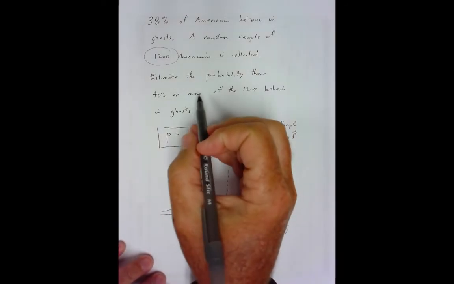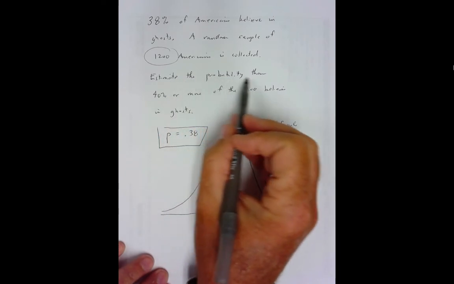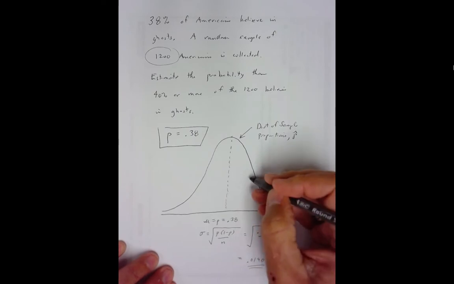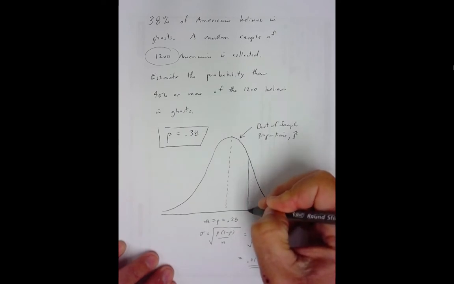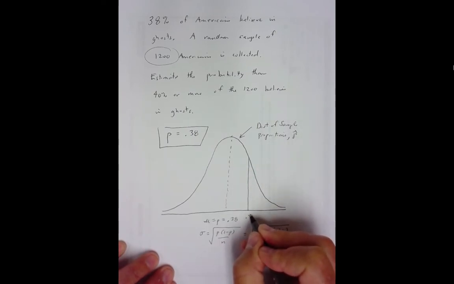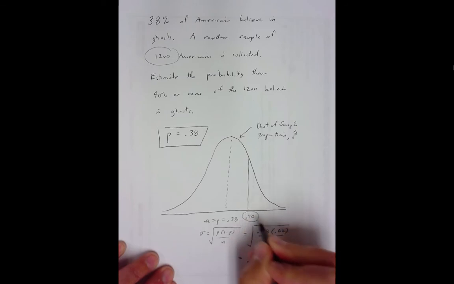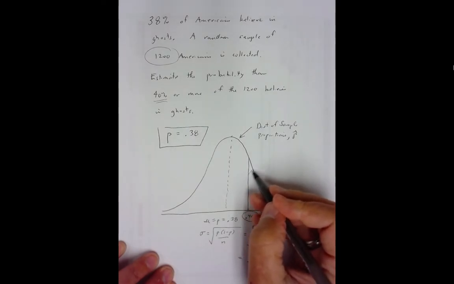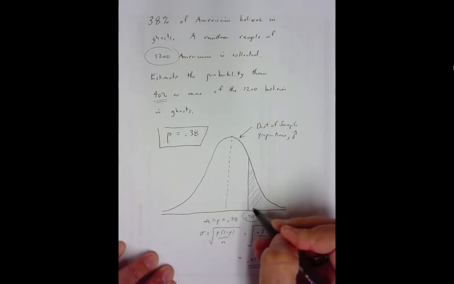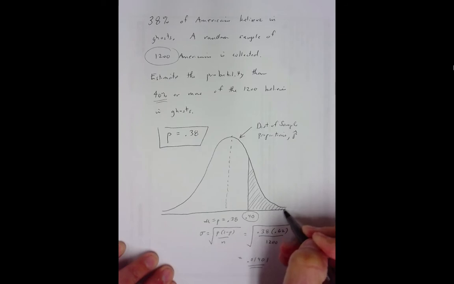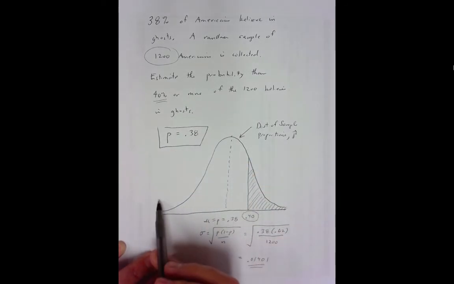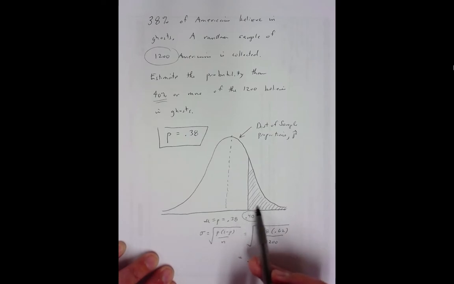Now, what do I want? I want to estimate the probability that 40% or more, well, there's 0.38, there's 38%, so 40%, and since I'm using decimals here, I'm going to change that 40% to 0.40. I need that area right there. Now, if this said 40% or less, then I would need this area. But it says 40% or more. So I need that area.